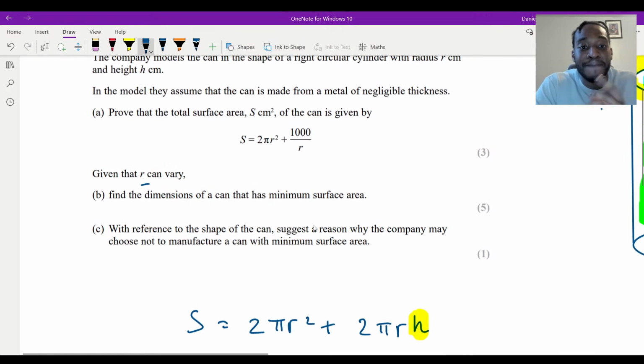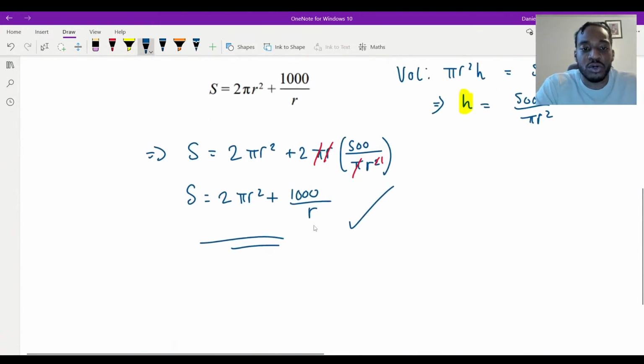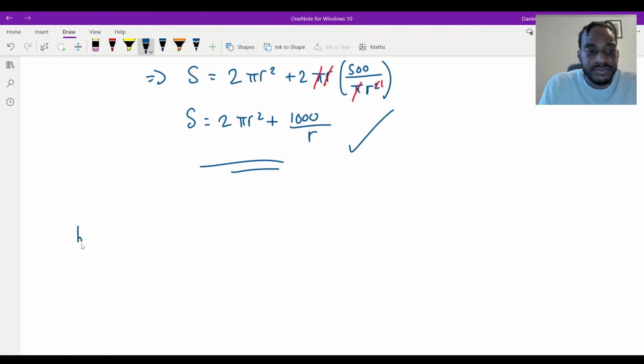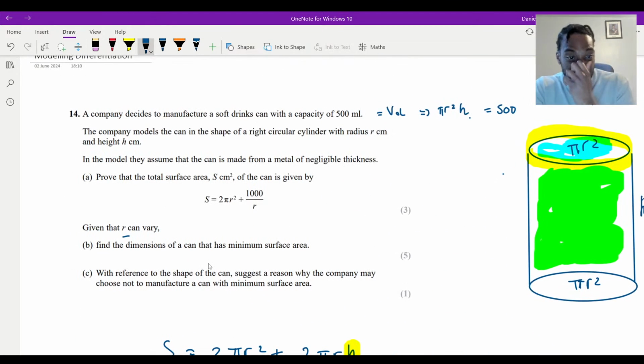So when they ask us for the dimensions, they're asking us to figure out what the radius is and what the height is, essentially. So for part B, we need to find r and h, given that the surface area is at its minimum. You can see the word minimum here. When you see the words minimum, maximum, stationary, turning point, these are all synonyms for differentiation. It's just where your derivative is equal to 0.